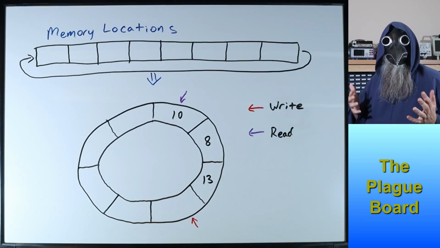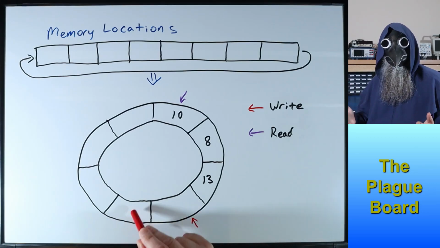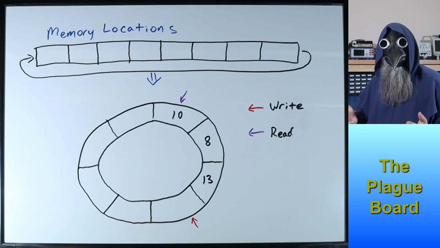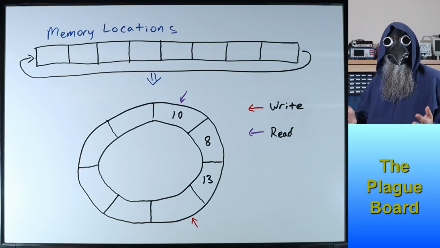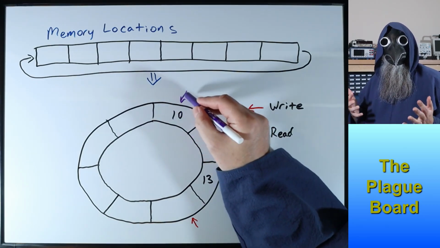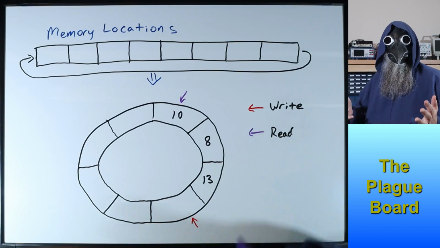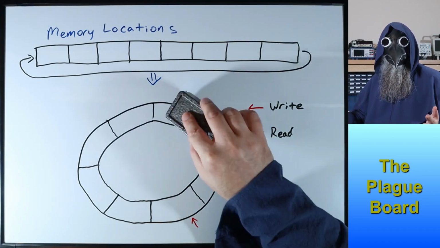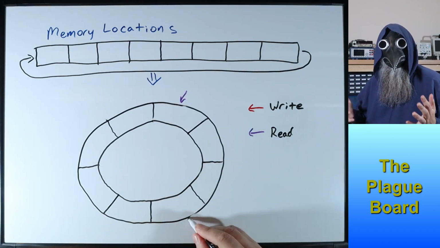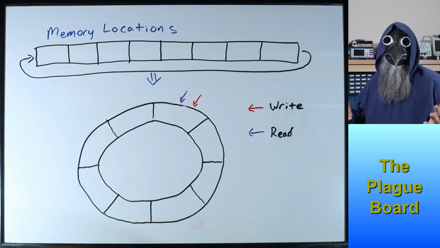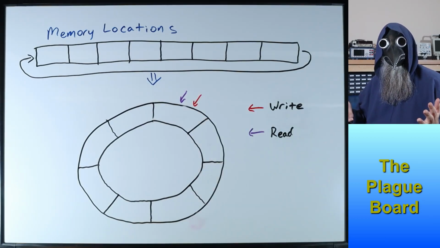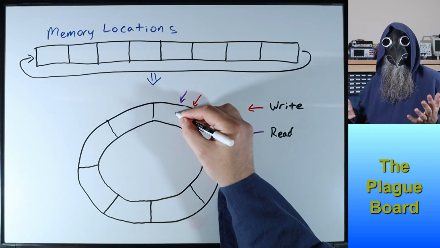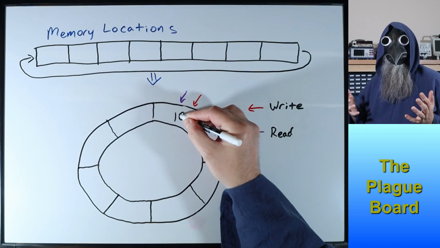Each time we write data to the buffer, we move the write index to the next memory location. And likewise, when we read data from the buffer, we move the read index to the next memory location. When the buffer is empty, these 2 indexes will point to the same location. So, let's say we want to store the number 10 into the buffer. We place that into the location where the write index is pointing, like this.